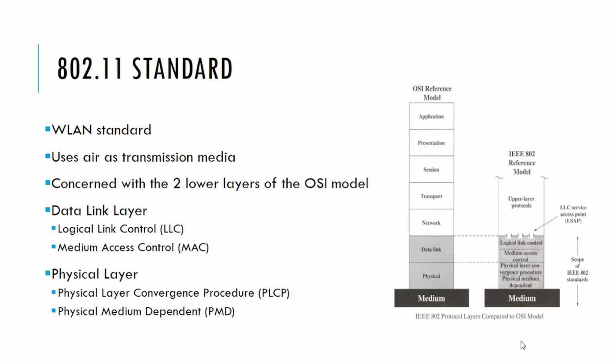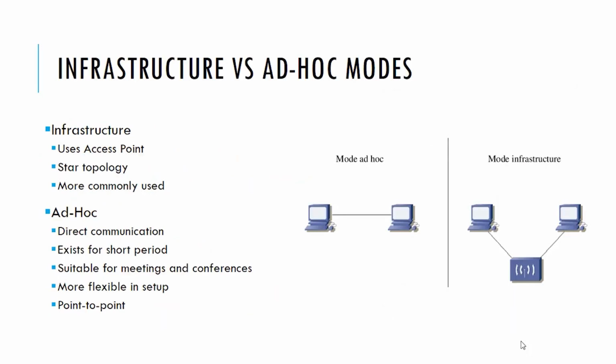The 802.11 standard is the wireless LAN standard. It uses air as the transmission media, such as the rest of the wireless standards. It is concerned with the two lower layers of the OSI model, the physical and the data link layers. In the data link layer, it divides the data link layer into two sublayers. One of them is the logical link control layer, and the other is the medium access control layer. And the physical layer is also divided into two sublayers. One of them is called the physical layer convergence procedure, PLCP. The other is the physical medium dependent, PMD layer. So we have in this diagram this division to the data link and physical layer according to the Wi-Fi standard.